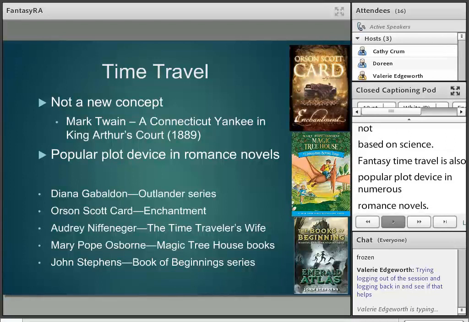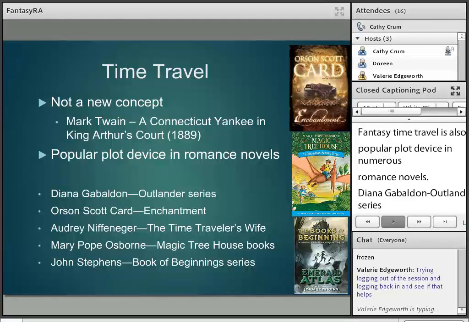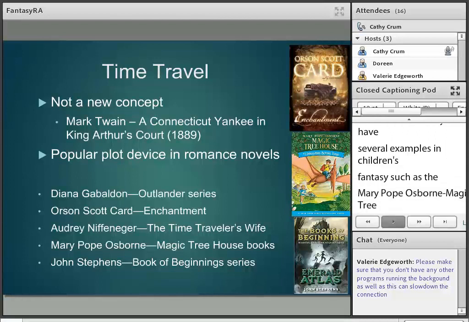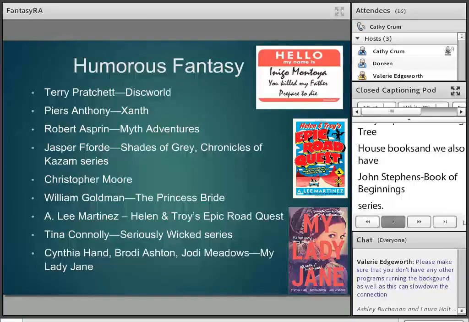An example of fantasy time travel is Diana Gabaldon's Outlander series, which features love and time travel and is a TV series on Starz. Another example of fantasy time travel is Enchantment by Orson Scott Card. Then there's also Audrey Niffenegger's The Time Traveler's Wife. You've also got several examples in children's fantasy, such as the Magic Tree House series books by Mary Pope Osborne. There's also John Stephens' Books of Beginnings series. A lot of good examples there.